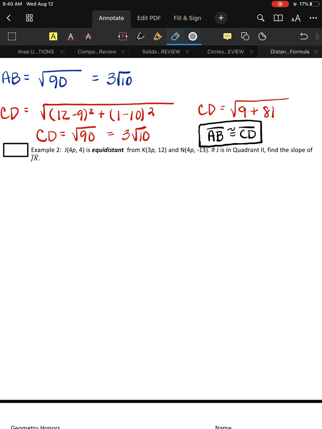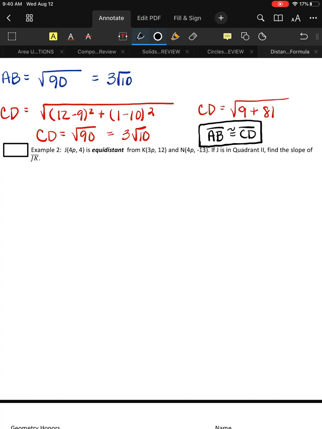Okay, but we need to know what the coordinates of JK are. In order to find the slope of JK, we need to know those coordinates. And those coordinates have a variable in them, so we can't just find the slope with a variable in it. So we need to solve for p.